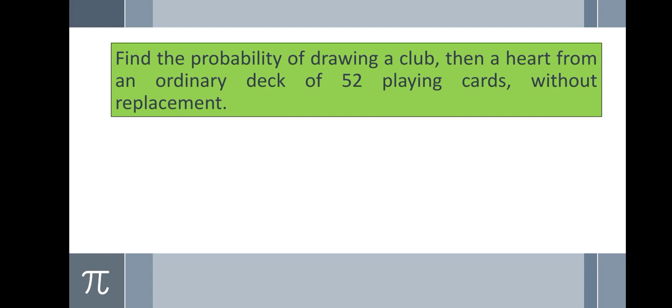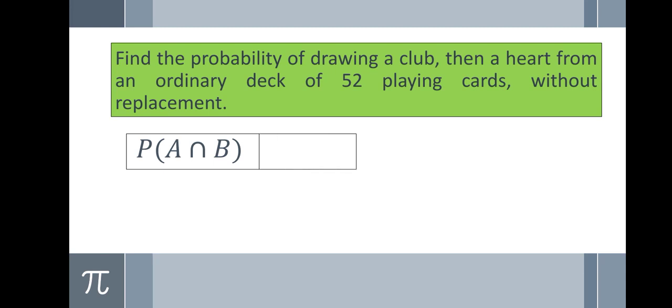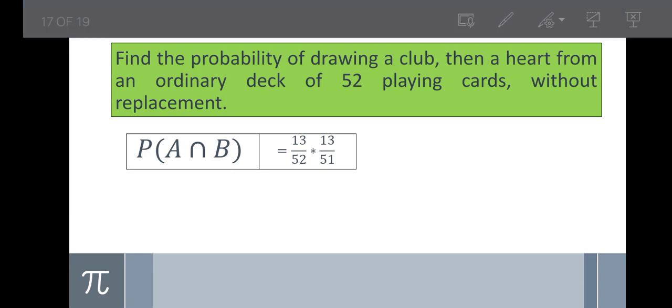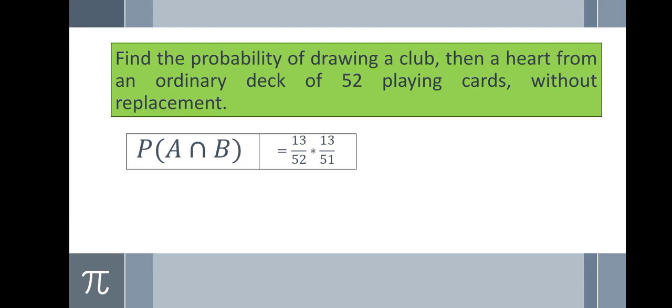So what is the formula for the intersection of events? That is simply the probability of the first event, multiplied by the probability of the second event after the first event. Now, there is an effect on the total sample space of the second event without replacement, take note. So we have the probability of drawing a club. We have 13 clubs in 52 cards. That's why 13 over 52. That is the probability of drawing a club.